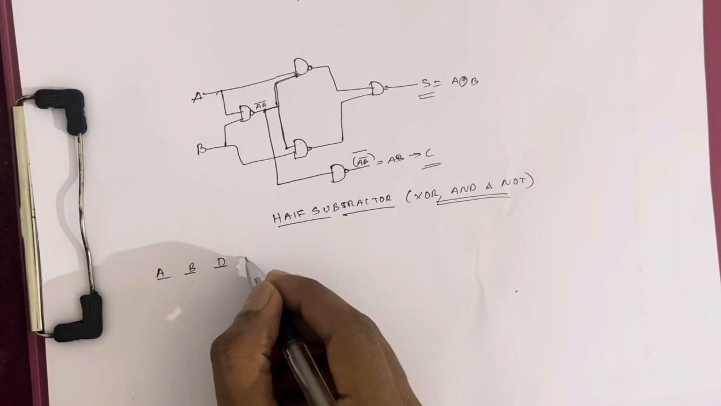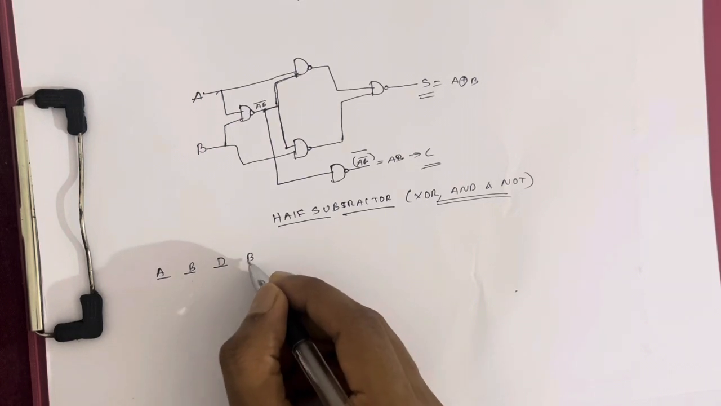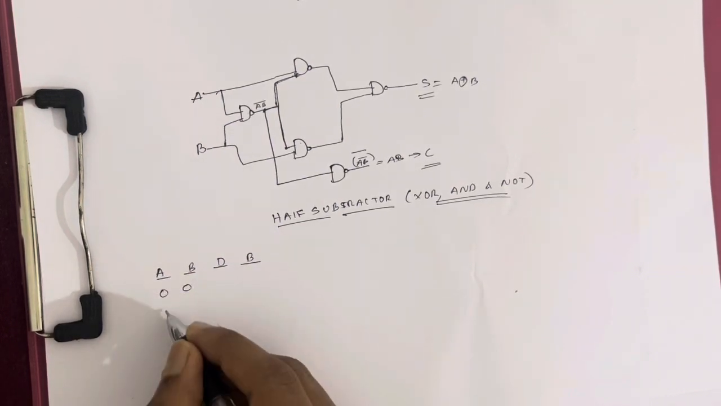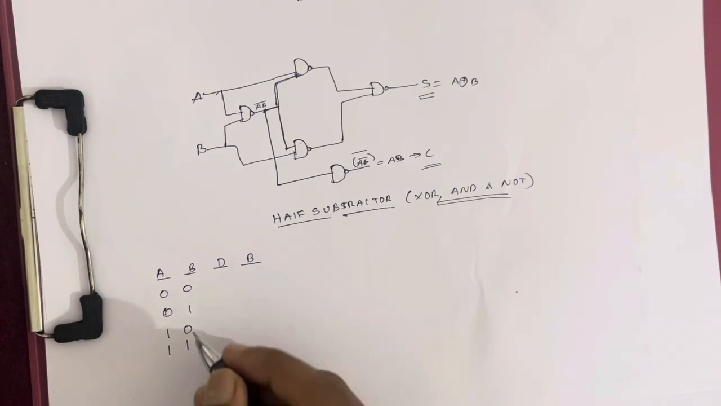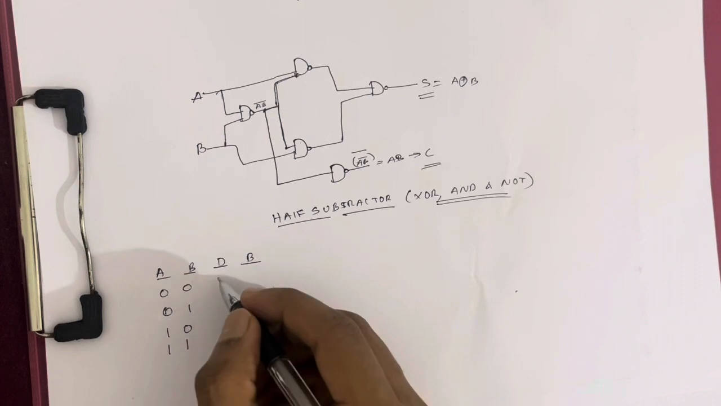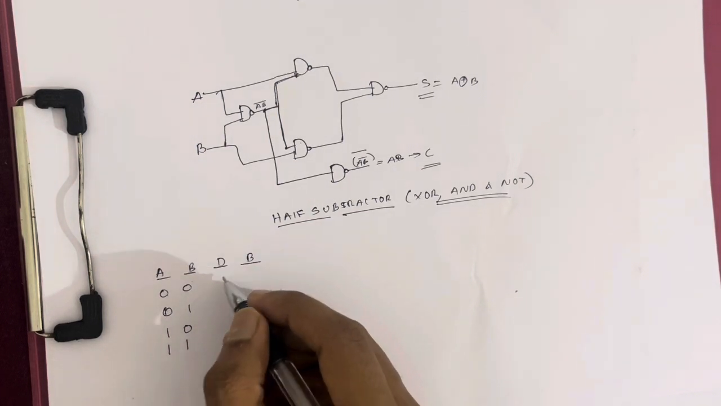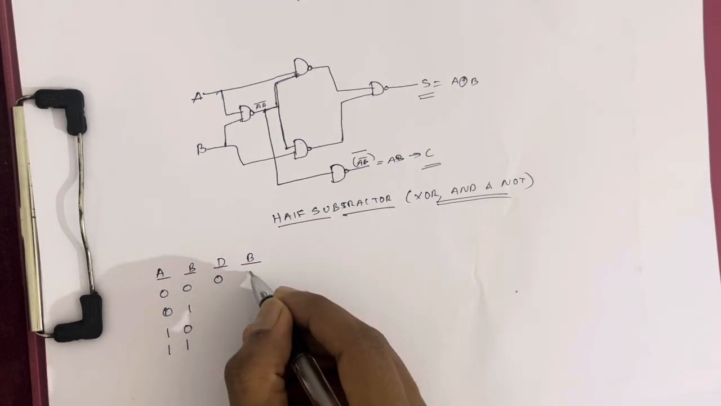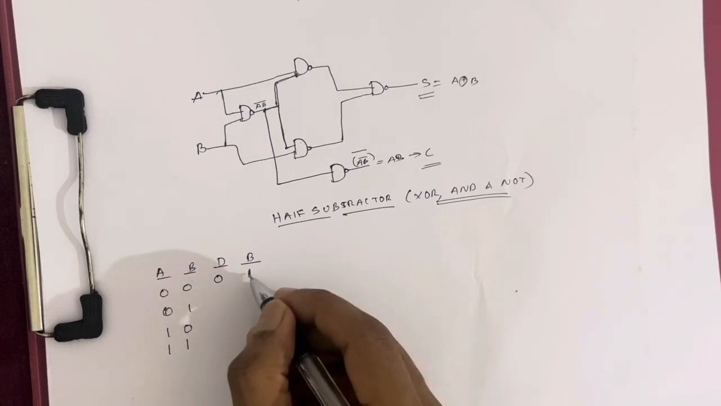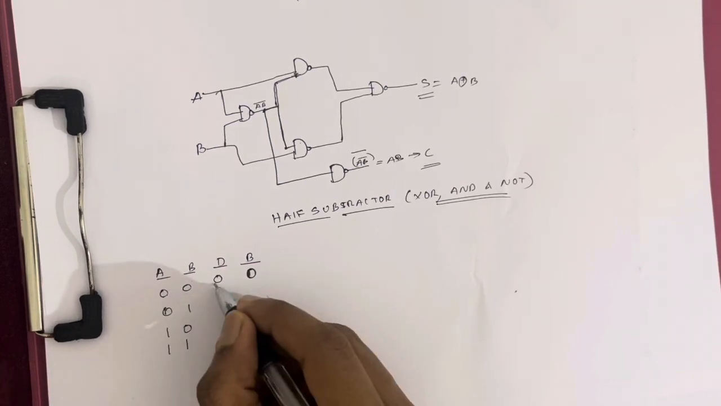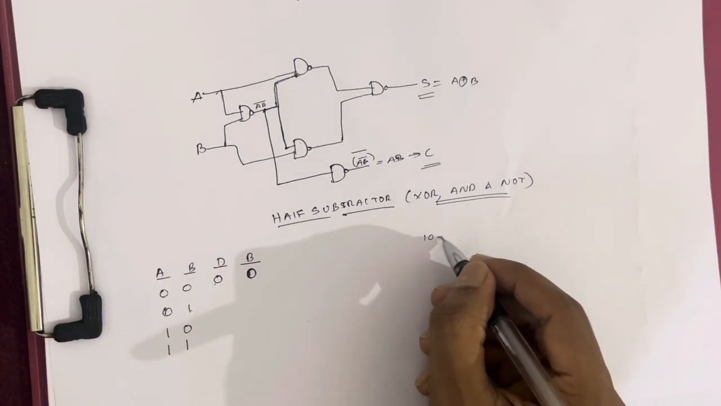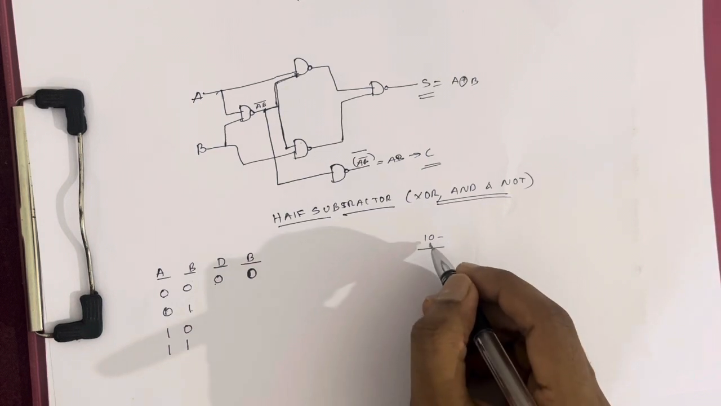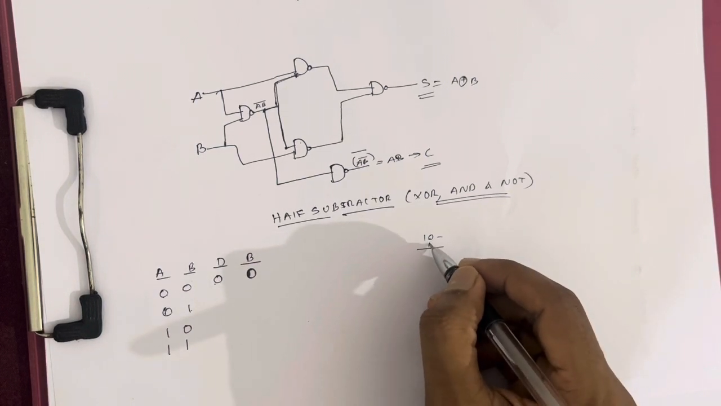difference, and borrow. So the inputs are 2, which means 0 0, 0 1, 1 0, 1 1. 0 minus 0, what is the difference? Difference is 0. What is the borrow? Borrow is 1? No, borrow is 0, I'm sorry. So 0 minus 0, difference 0, borrow is 0. 0 minus 1, what will come here? As you know, it is 1 0 minus 1. For 0 minus 1 we cannot do that.